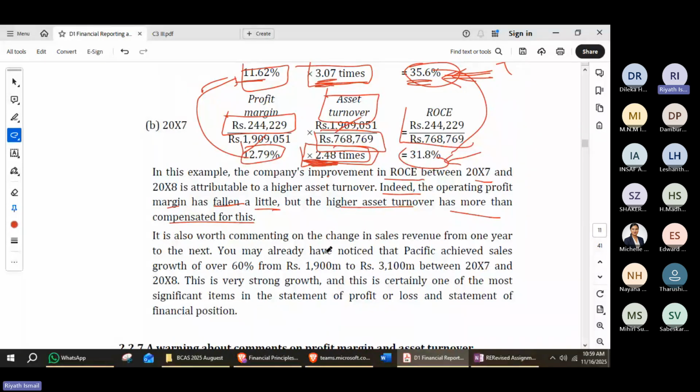It is also worth commenting on the change in sales, from one year to the next. You may already have noticed that Pacific Company achieved sales growth of 60%, from 1.9 billion to 3.1 billion between these two years. So this is very strong growth, and it is certainly one of the most significant items in the profit and loss account. Right? So why this 60% sales growth?